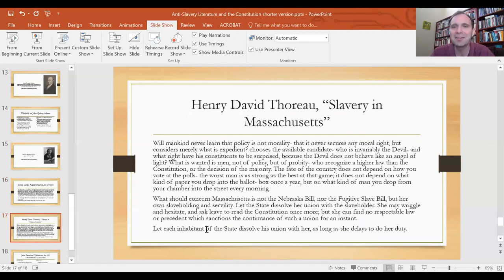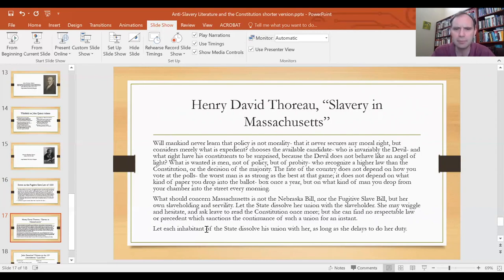We come to another example from Henry David Thoreau. Thoreau is known in particular for Walden, for his experiment in living in the woods and sucking the marrow out of life. He also made some incredibly powerful anti-slavery speeches.